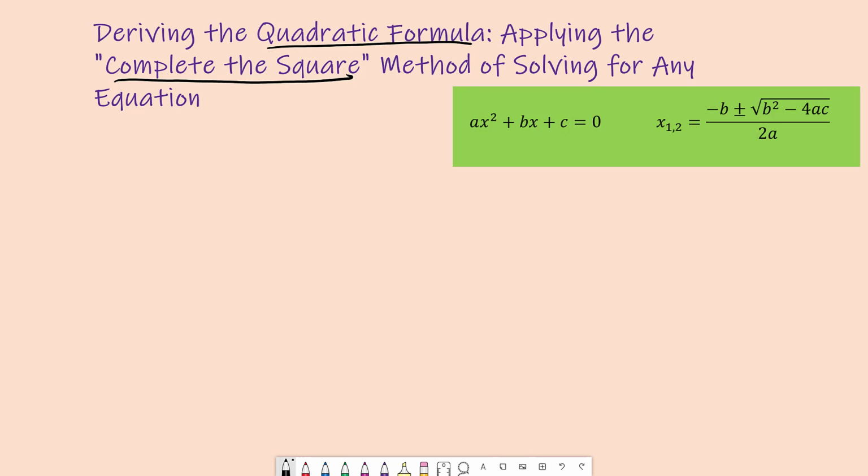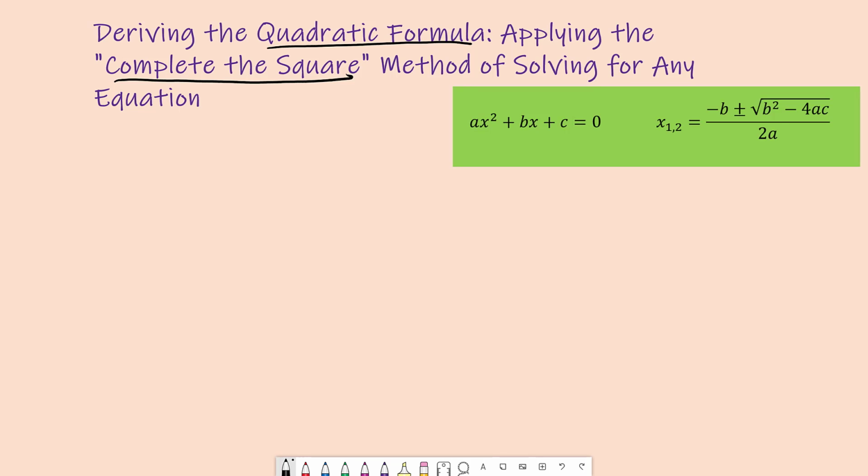So if you haven't had a chance to see the video on completing the square, I suggest that you go there before you review this video, because in this video we will make use of that method, but we won't explain it from scratch. So if you have any trouble with this video, that's where I would go to get a refresher on the method that involves completing the square.